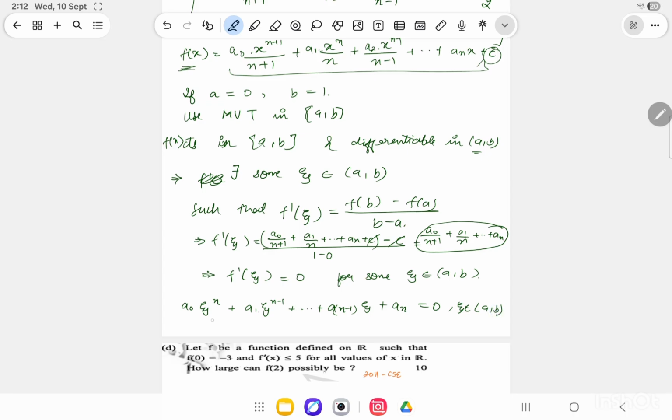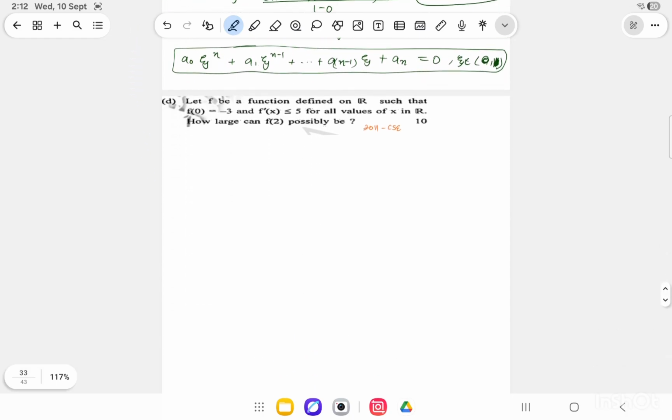So this proves our result, that is there exists some x in between (0, 1) such that a naught x raise n plus a1 x raise n minus 1 and so on is equal to 0. So let's move on to the next question.